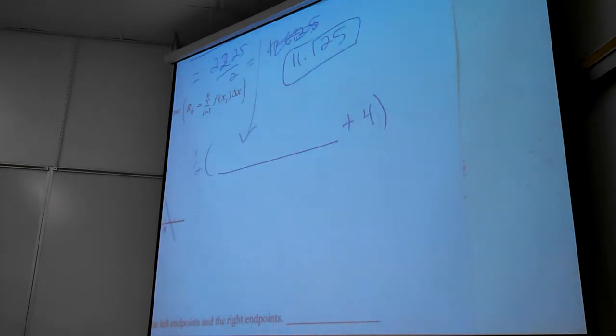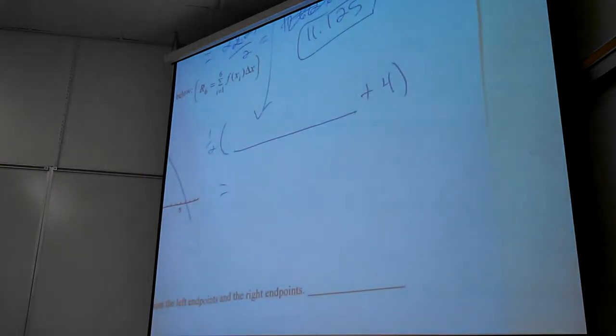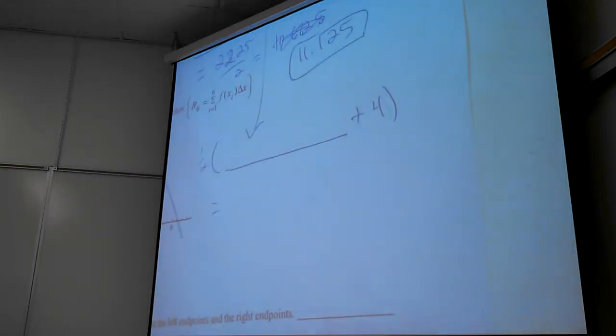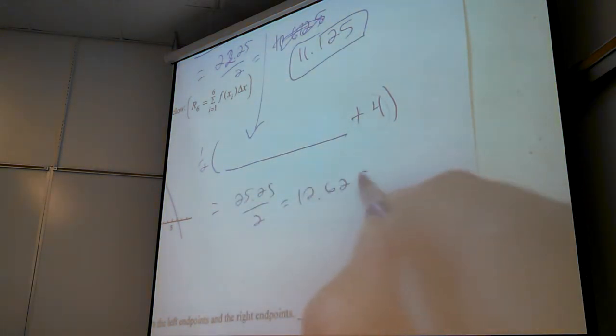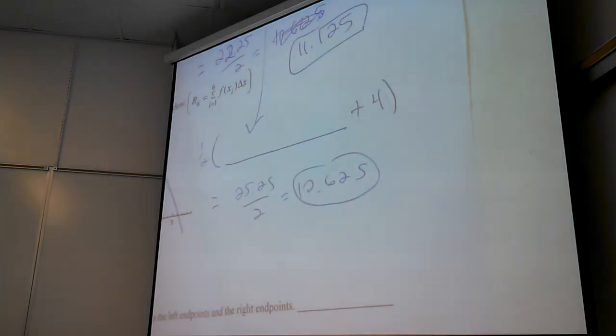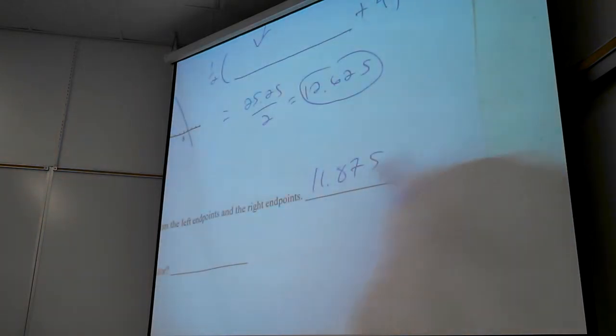So what do you get when you do this? 25.25 times 0.5, which is 12.625. That's what I got. And then when you average those, you get 11.875. Everybody doing the calculator? It's 12. Yeah, it's 12.